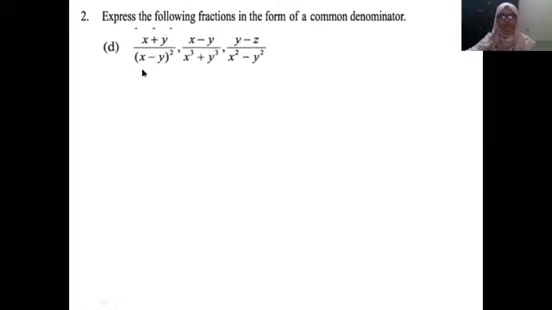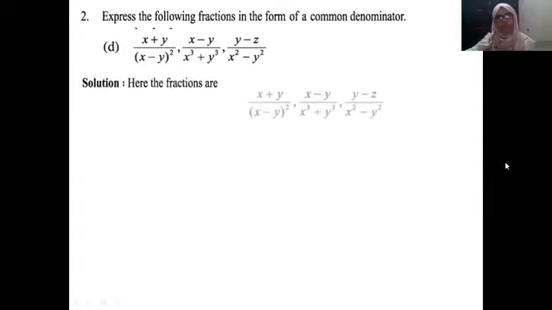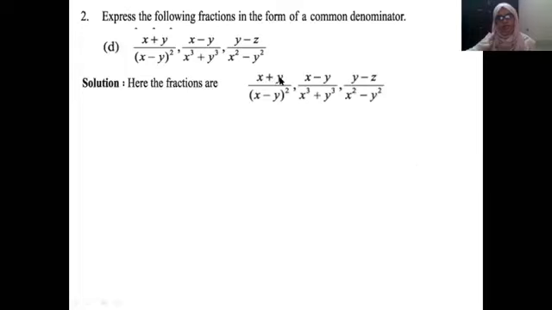Problem number 2. Express the following fractions in the form of a common denominator. Here given three fractions. These fractions are x plus y by x minus y whole square, x minus y by x cube plus y cube, and the last one is y minus z by x square minus y square.